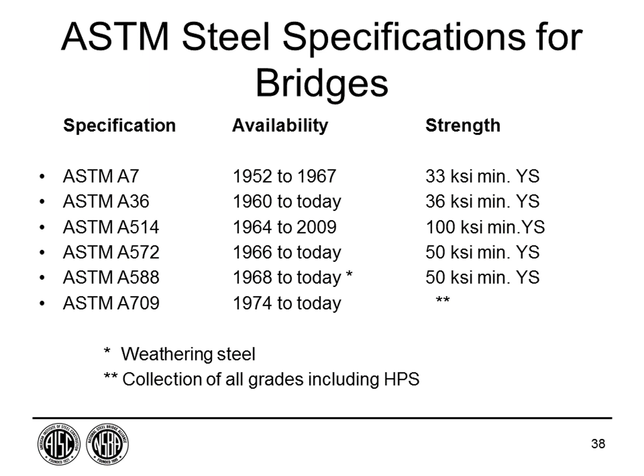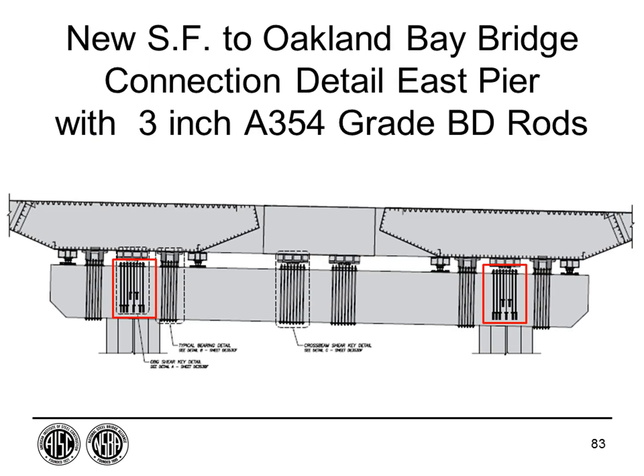Okay, thank you. The next couple questions have to do with the example at the end of your presentation. The first question is, in the new Bay Bridge, if the A354 grade BD rods were not galvanized, would they not have fractured? That's likely. That's true. And could you briefly explain again how the rods failed and how the water got in? Oh, okay. If we go to slide 86.